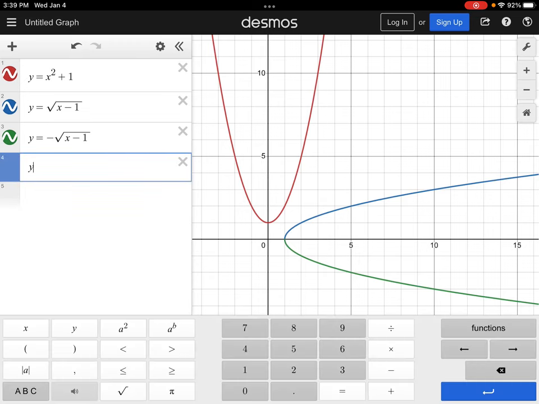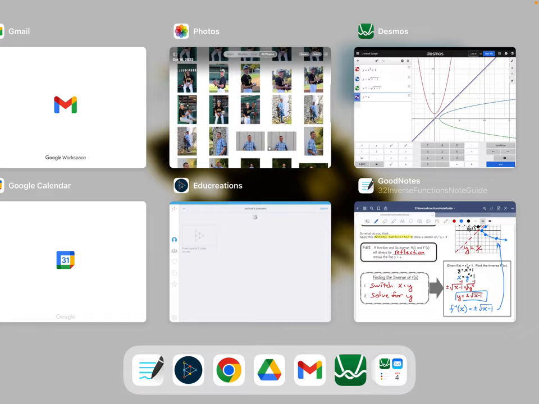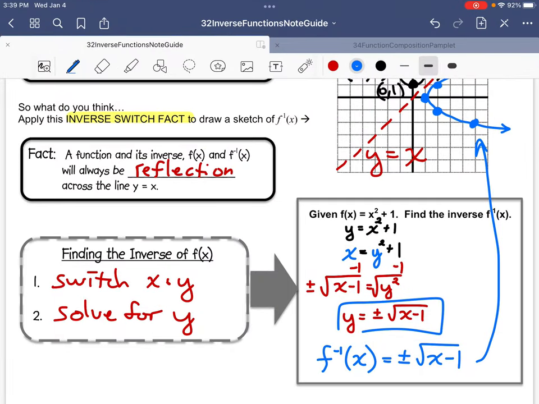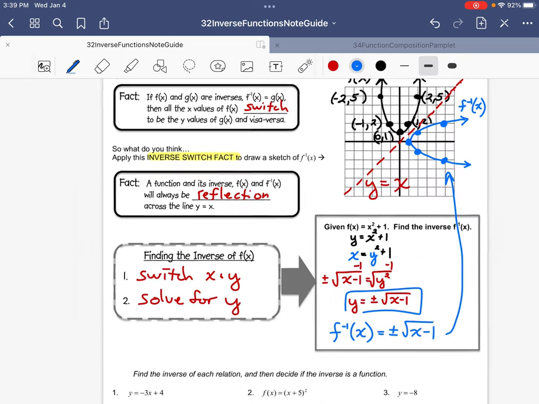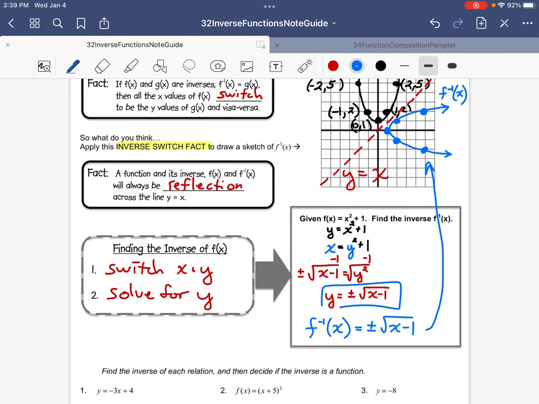And if you really want to, you could graph y equals x, that diagonal line that cuts right through the middle. So, we have our inverse equation. It's plus or minus the square root of x minus 1. We have our inverse graph. Our inverse graph has the reflection. And the whole idea here is that they all go together.